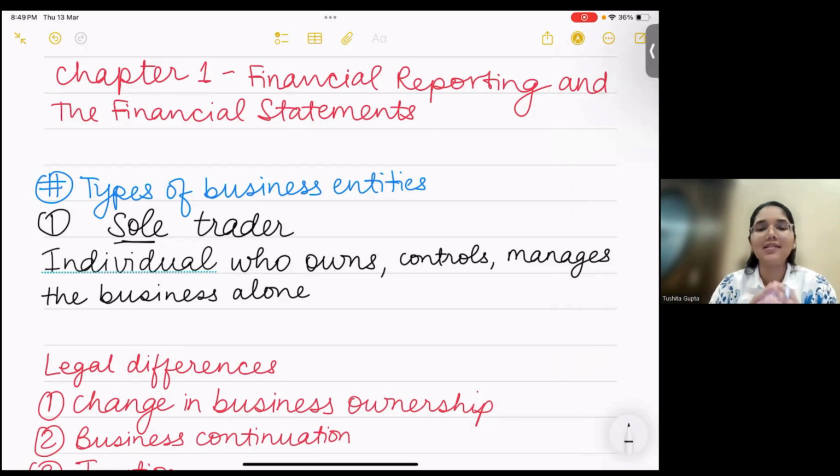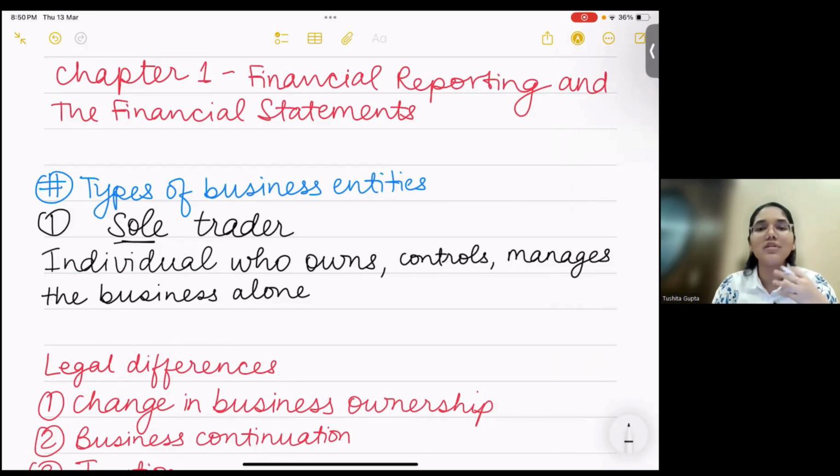If you start up a business of your own, you will be the sole trader. That means you will be owning the business, you will also be controlling the business, and you will also be managing the business. Now these are three very different things. Being an owner and taking the decisions is a different thing. Sometimes a person could be an owner of the asset, but somebody else could be using that asset, somebody else could be controlling that asset.